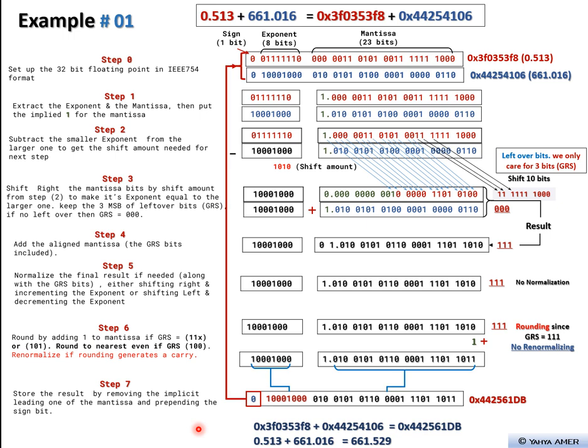I hope this example is clear and the steps are clear, and I'll see you in example 2.